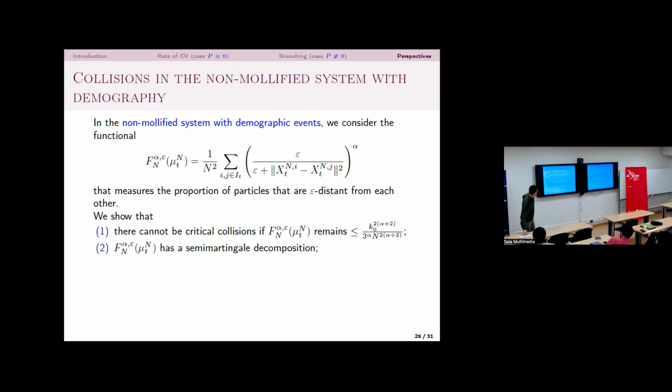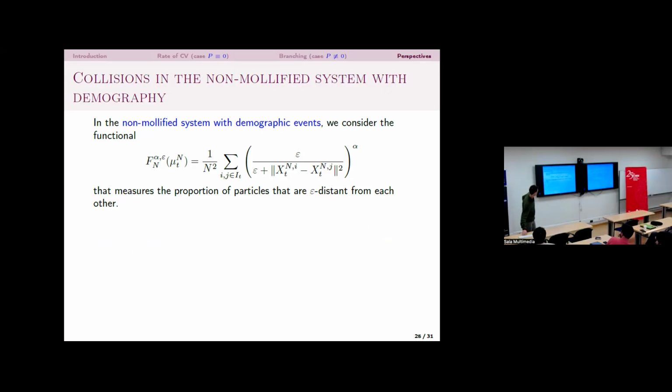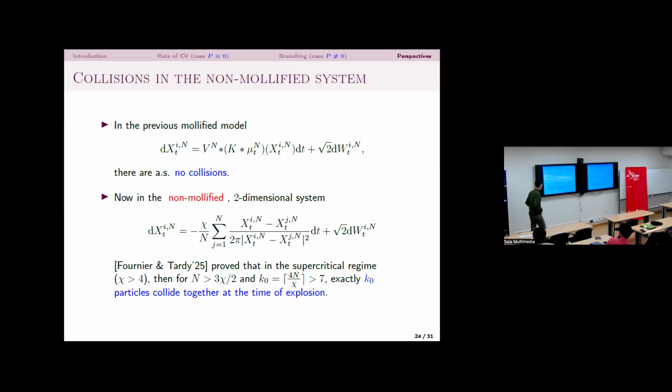K0 over n is more or less 4 over chi. So you see, I'm talking only about chi larger than 4. If chi is smaller than 4, there will not be any blow up. So I'm talking only about this quantity 4 over chi, which in that case is smaller than 1.